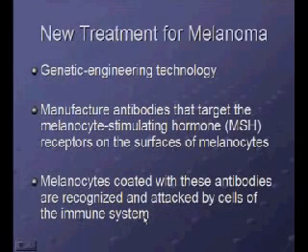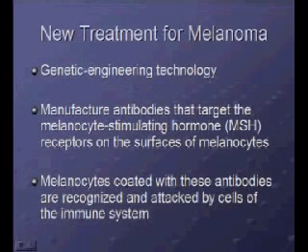There are new treatments for melanoma. Genetic engineering technology certainly has made a lot of strides in the last several years. There's the manufacture of antibodies that can target melanocyte-stimulating hormones. It basically targets the receptors for this hormone on the surface of the melanocytes. Thus, melanocytes won't grow. Melanocytes are coated with antibodies that are recognized and attacked by cells of the immune system.